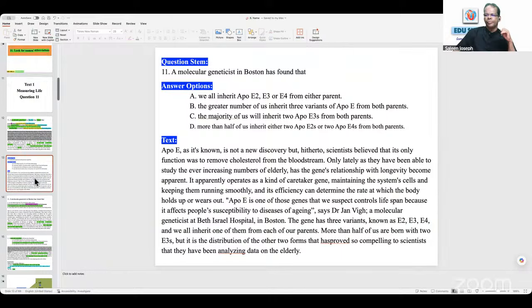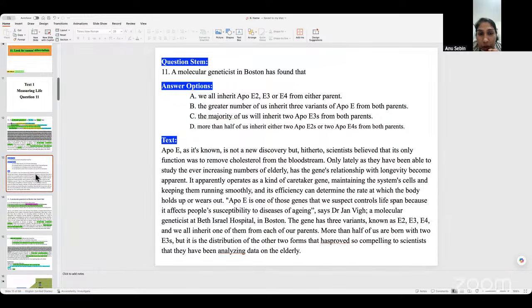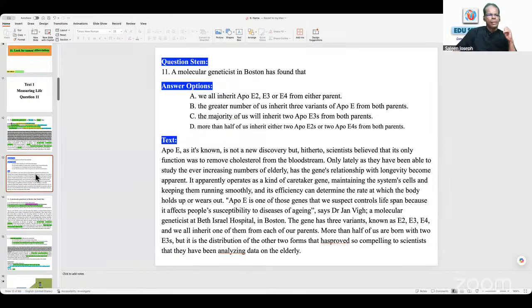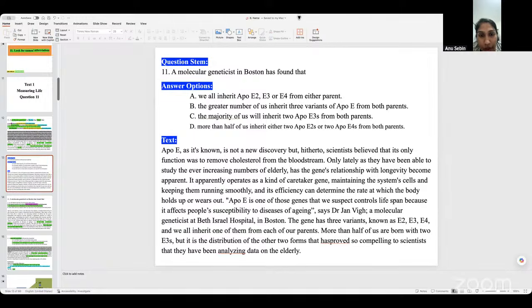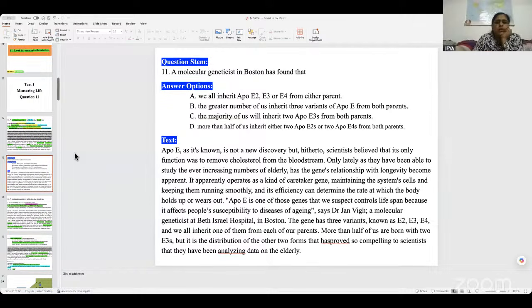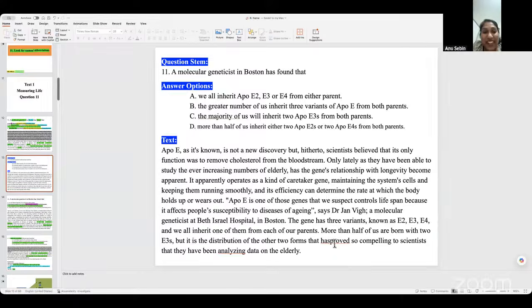This one you mean? More than half of them, after the comma. No, where is the comma? Compliments, you mean? No, the last one. More than half of us are born with two E3. But where is the complex sentence? Dr. Anu is saying this is a complex sentence. No. Okay, let's see. I don't know. I just wonder. It's okay.